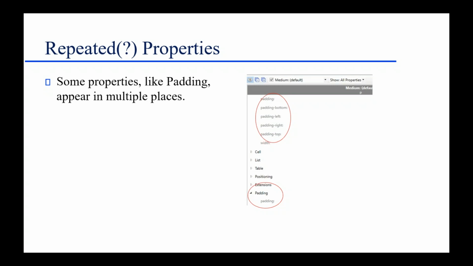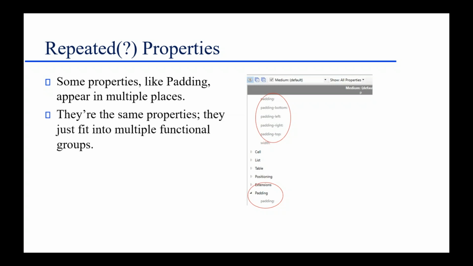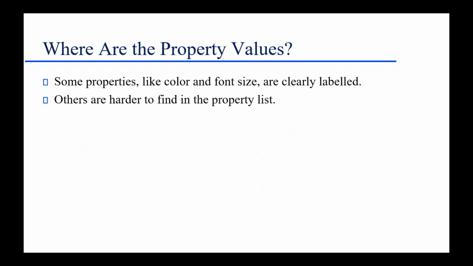So you'll know that it's the same thing, because any change that you make, let's say to the padding property in the upper group, you'll see that change reflected in the padding property in the lower group. So it's just one set of properties that appear in multiple places because functionally they show up in different groups. All right, so again, pretty much what I just said.